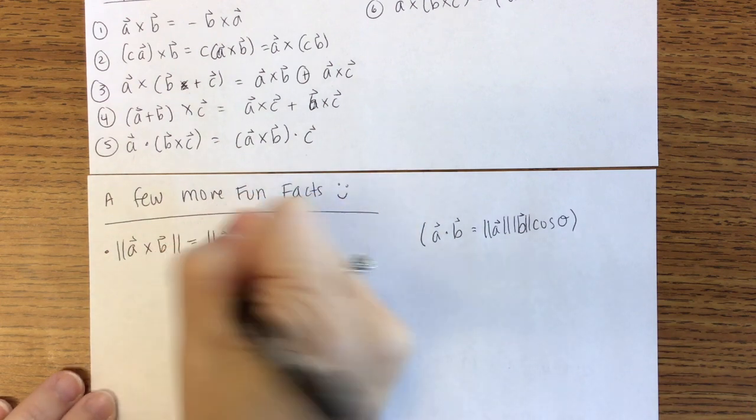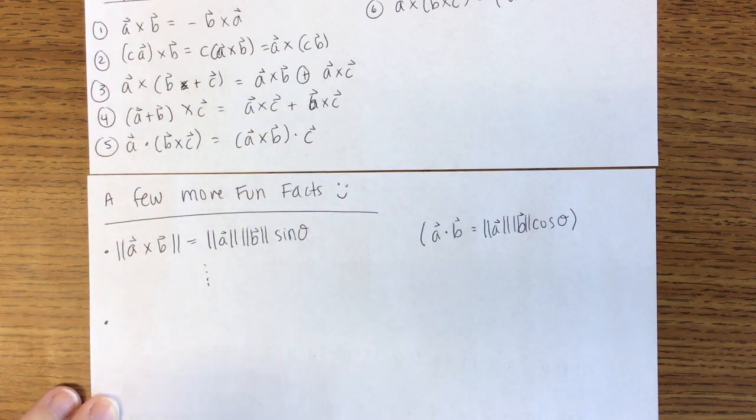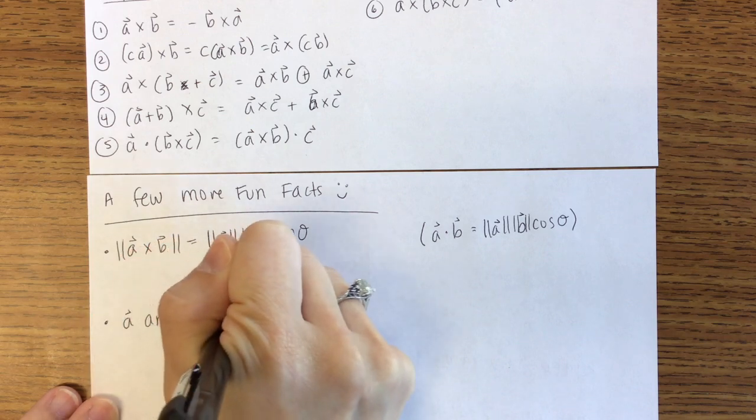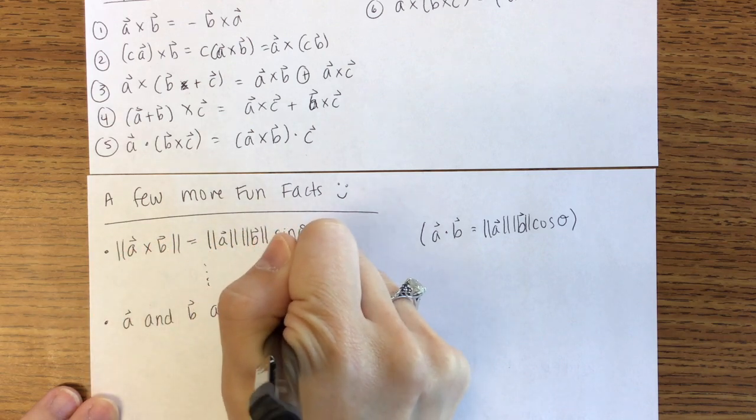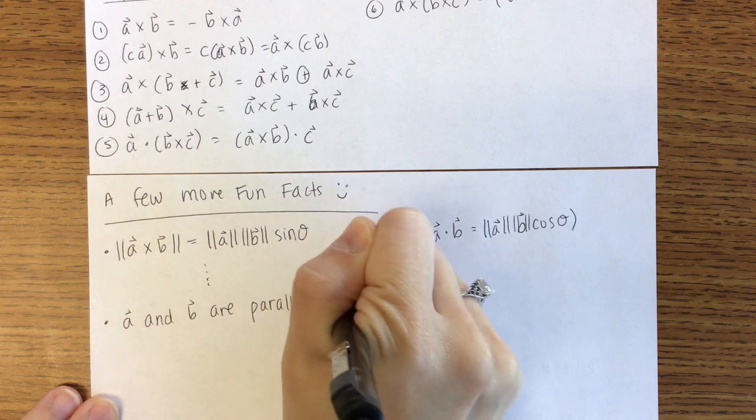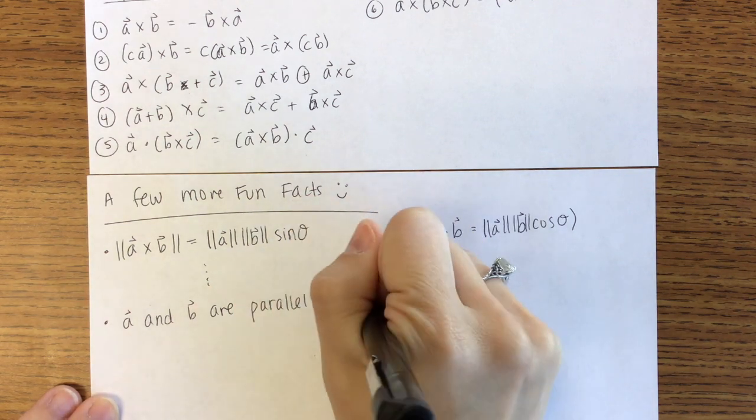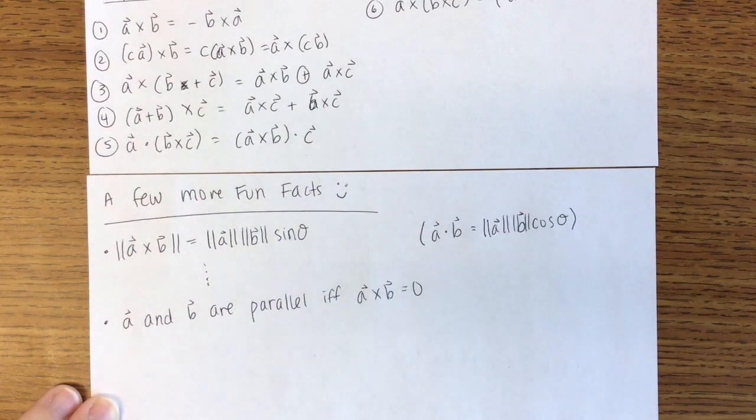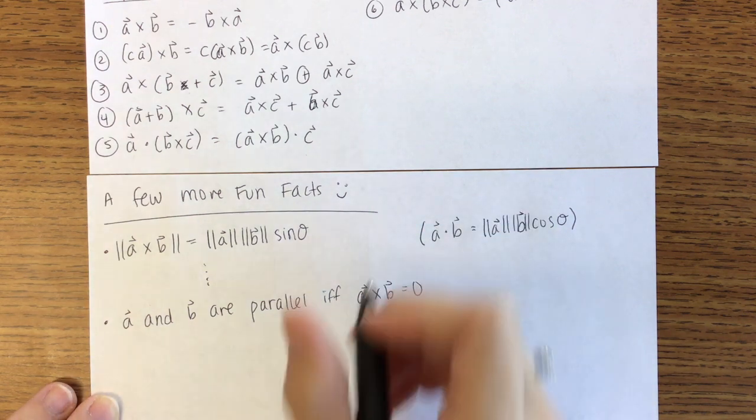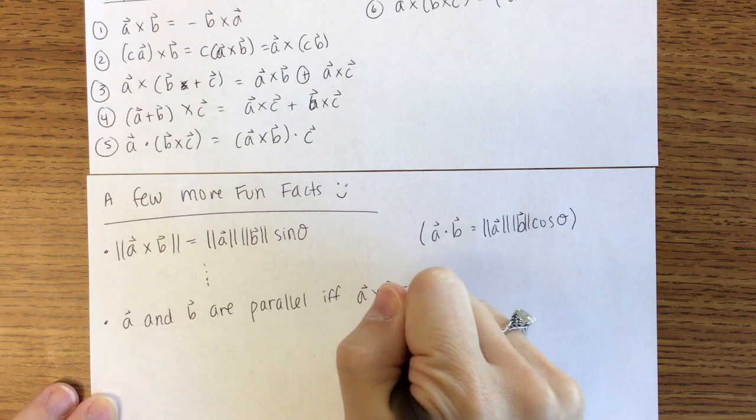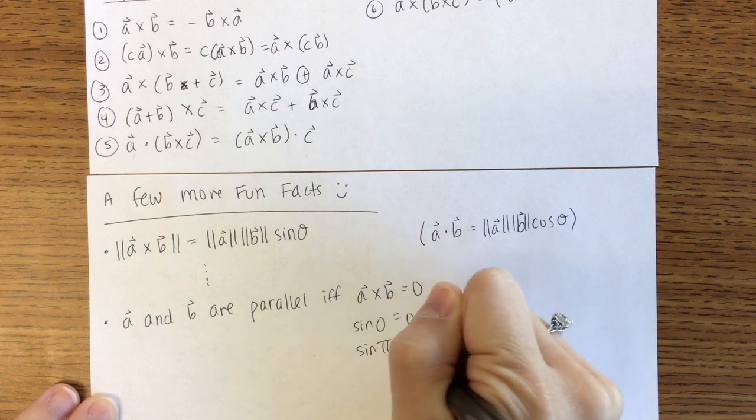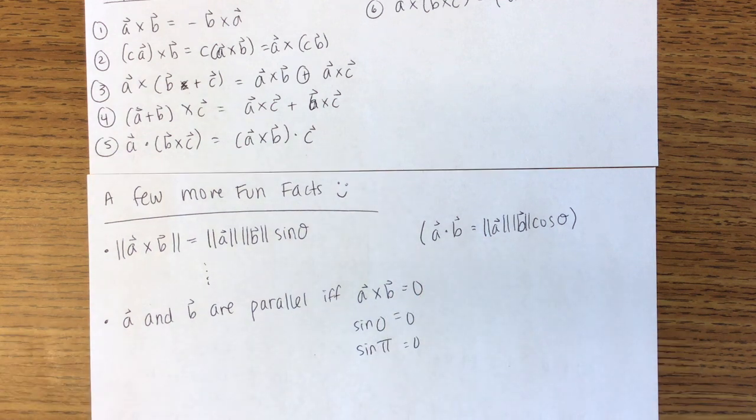That leads us to our next fun fact. a and b are parallel if and only if a cross b equals 0. Now, that should make sense. If a and b are parallel, then the angle between them is 0 or pi. Sine of 0 and sine of pi are both 0. So if the cross product is 0, that tells you that the two vectors are parallel.